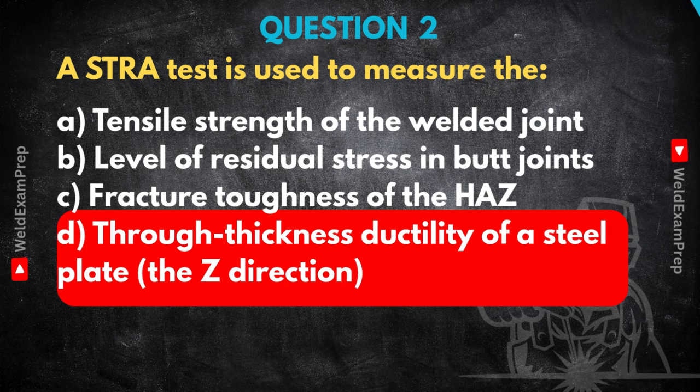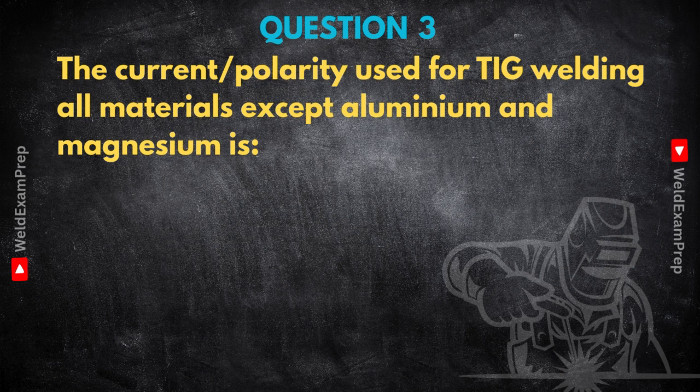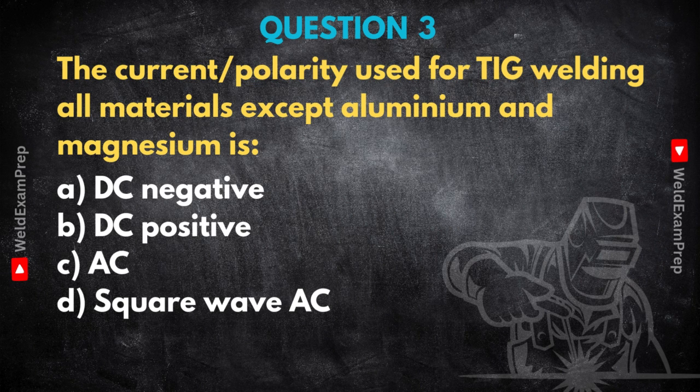Okay. Question 3. The current polarity used for TIG welding, all materials except aluminium and magnesium, is options: A, DC negative, B, DC positive, C, AC, D, square wave AC. Right. For this one, the answer is A, DC negative. DC negative. Okay, this feels pretty fundamental for TIG. Why is this the go-to for most metals? What's happening with the electricity, the heat?